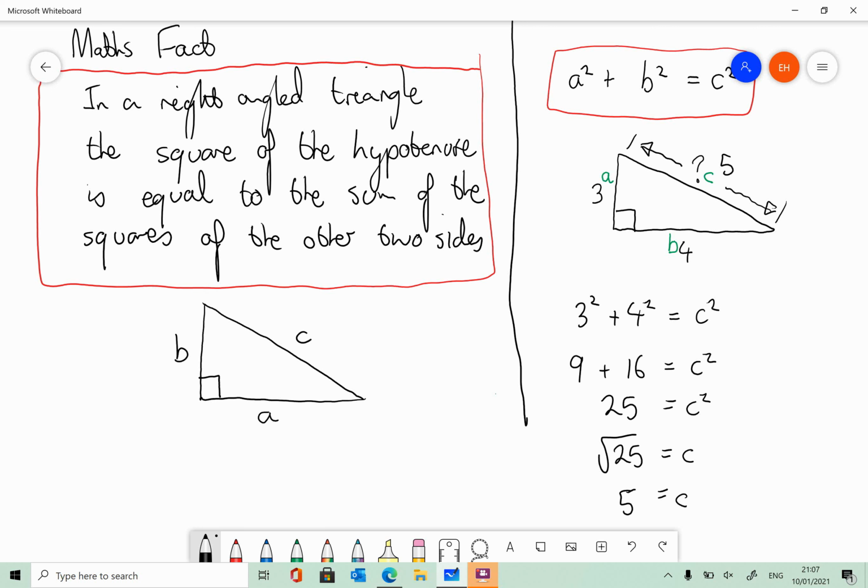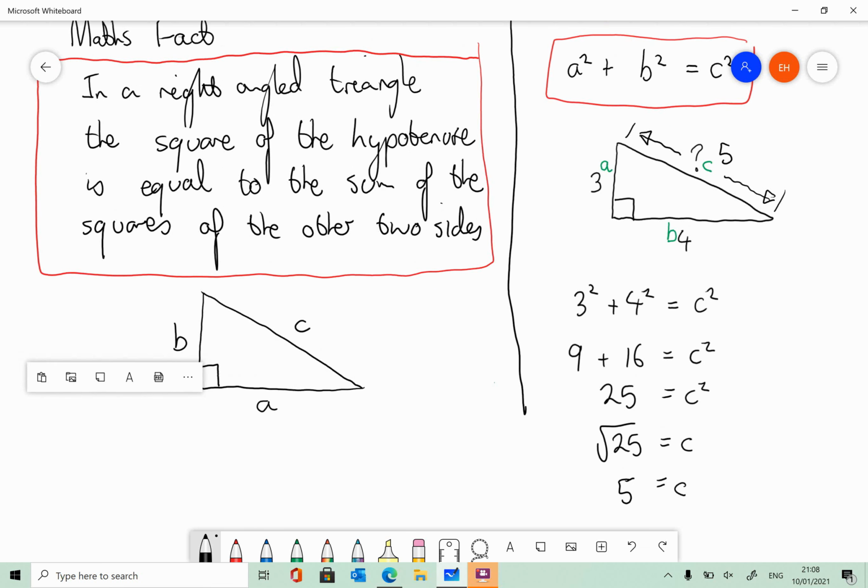Now I'd like you to do an experiment yourselves, if you have squared paper. I might put up a second video of me doing this on squared paper, just so you can actually see Pythagoras happening in reality. But to be honest with you, I don't need you to be able to draw things accurately. What I really need you to be able to do is use this formula. That's the important thing here: A squared plus B squared equals C squared. So be comfortable with that formula.